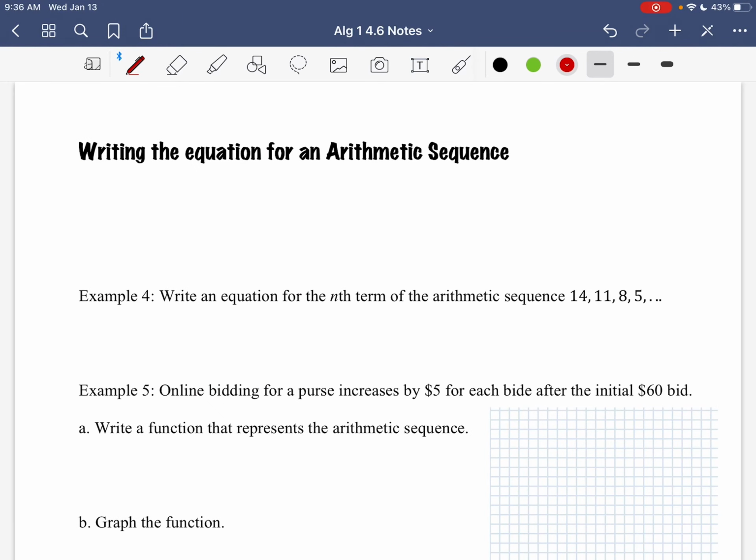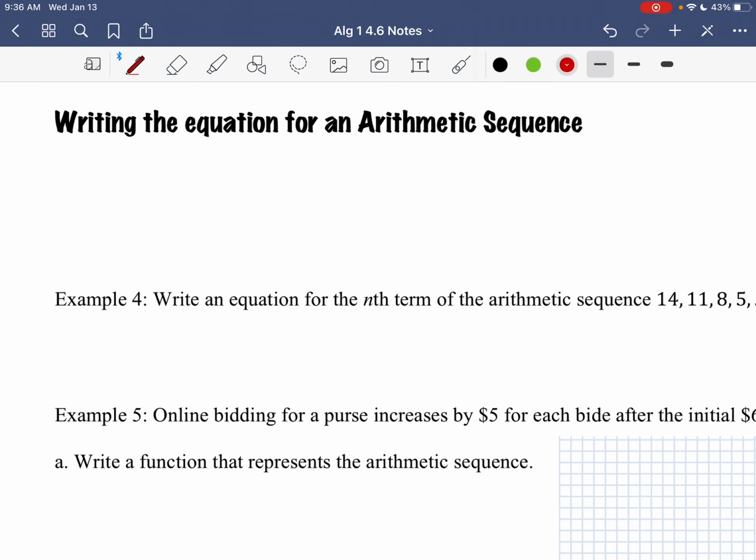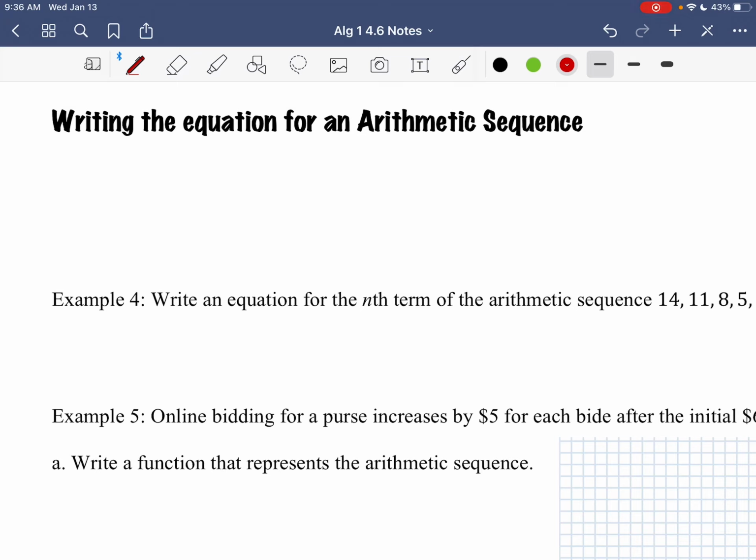Your textbook has you memorize some different formulas to come up with the equations for these. I have found that the fewer things you have to memorize, the better. And an arithmetic sequence is linear, so we're going to use our linear methods.